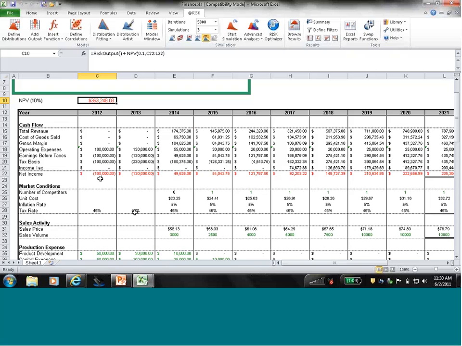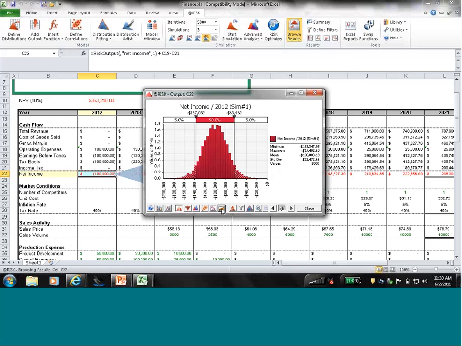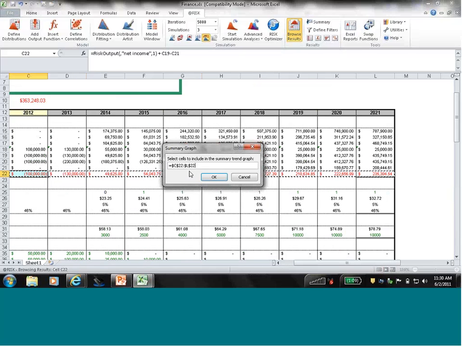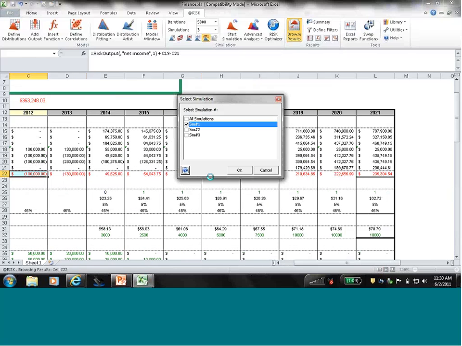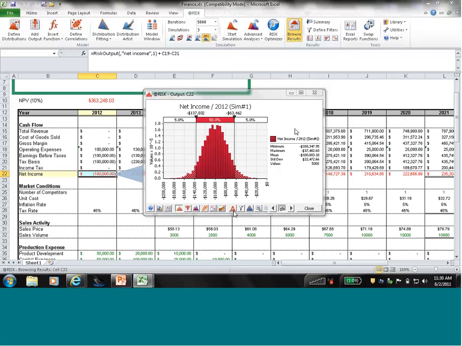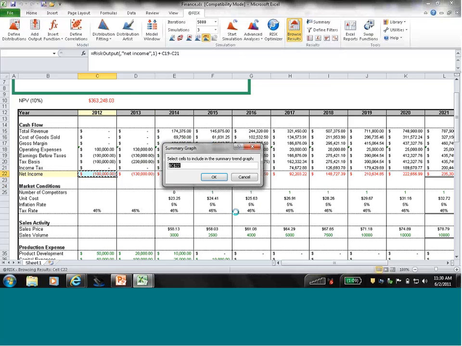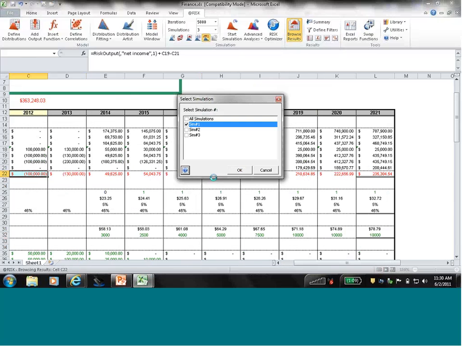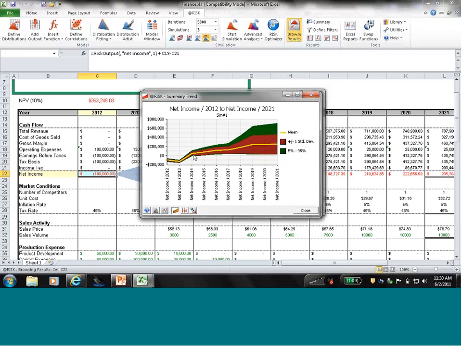We can do a lot of stuff with this information. We could take a look at net income over time, and under Browse Results, we can do a summary trend, highlight this data, and it'll show us a summary of our net income over time. It's going in the right direction, which is a good thing.